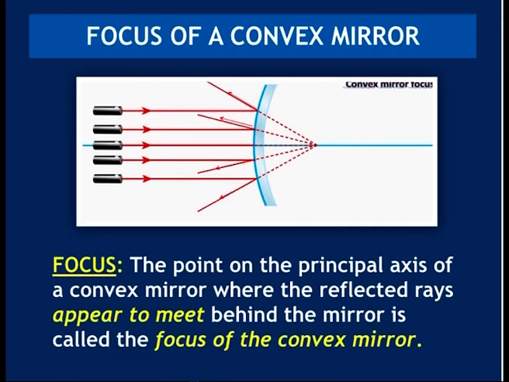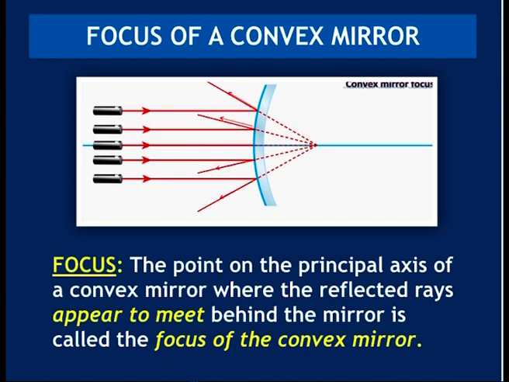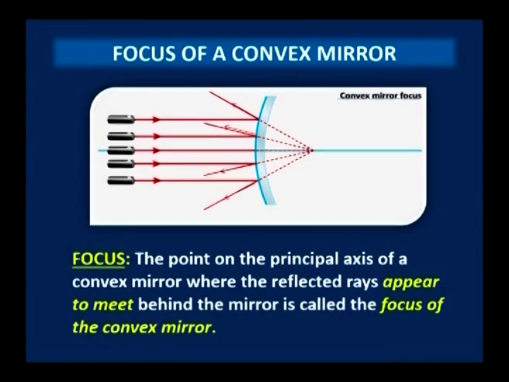Focus of a convex mirror. Light rays coming from infinity are parallel to the principal axis. After reflection, they are diverging from each other. They are getting diverged from each other. So, when we observe, it appears as if the light rays are coming from a point behind the mirror. So, this is called the focus of the convex mirror. This point is called what, children? The focus of the convex mirror.